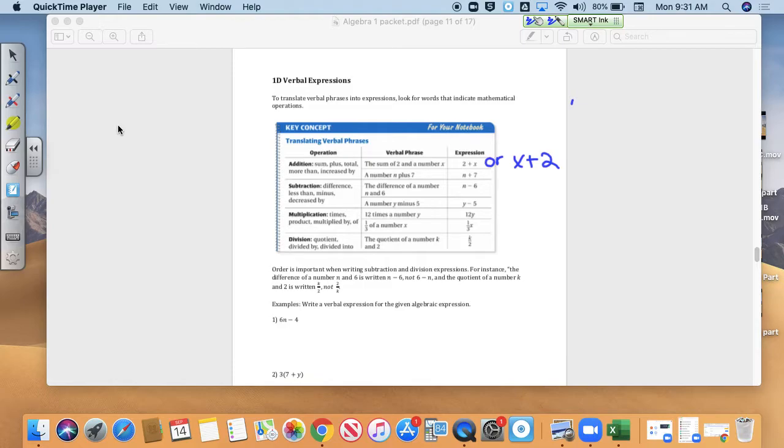And the last one, division. You might be hearing the word quotient or divided by, divided into. An example of a word phrase and an expression would be the quotient of a number k and 2 would be k divided by 2. So it says here underneath of the key concept graphic organizer that order is important when writing subtraction and division expressions. For instance, the difference of a number n and 6 is written n minus 6, not 6 minus n. And the quotient of a number k and 2 is written k divided by 2, not 2 divided by k.